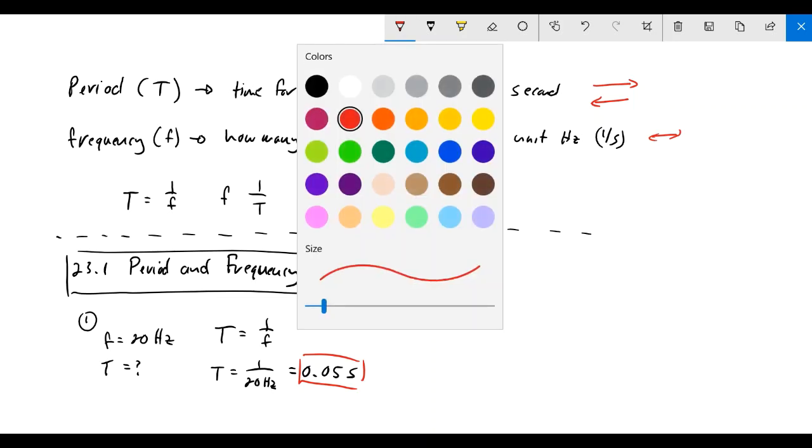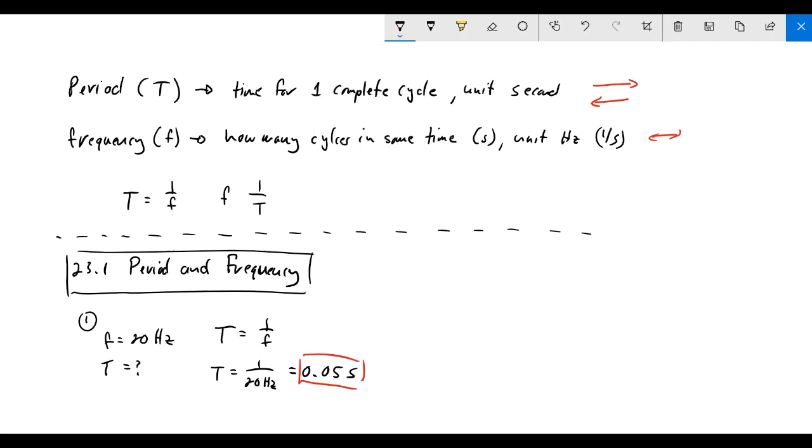All right, let's try to do one more example. On the same worksheet, we're going to look at number 3. And so this one says a swing has a period of 10 seconds. What is its frequency? So we've got 10 seconds as the period. So that's capital T, 10 seconds. And we want to find out what the frequency is for this swing.